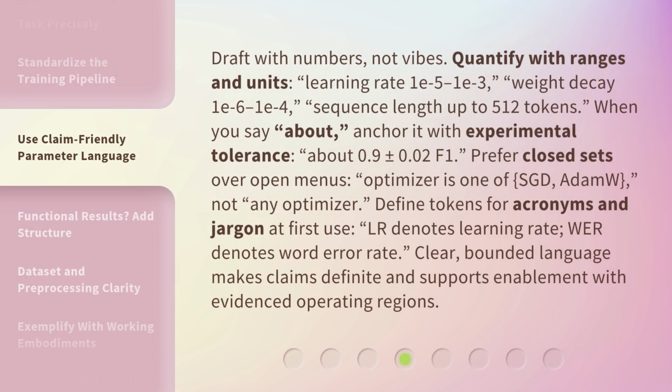Draft with numbers, not vibes. Quantify with ranges and units. Learning rate 1E-5 to 1E-3. Weight decay 1E-6 to 1E-4. Sequence length up to 512 tokens. When you say "about," anchor it with experimental tolerance. About 0.9 plus or minus 0.02 F1.